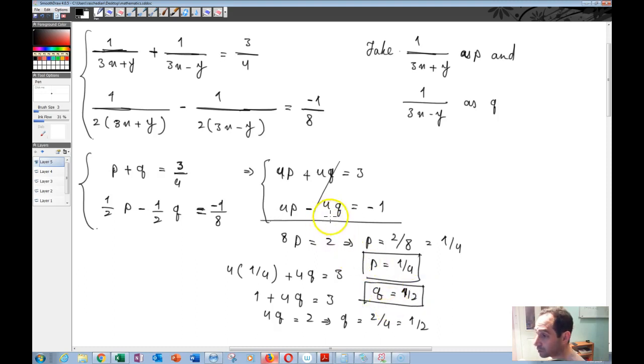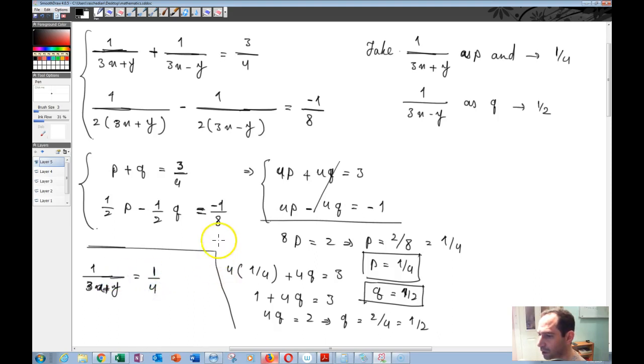Okay. So now what we said was that we took 1 over 3x plus y as P, which is equal to 1/4, and 1 over 3x minus y as Q, which is 1/2. So what I can do is write this as 1 over 3x plus y is equal to 1/4, and 1 over 3x minus y is equal to 1/2. Let me write this properly.